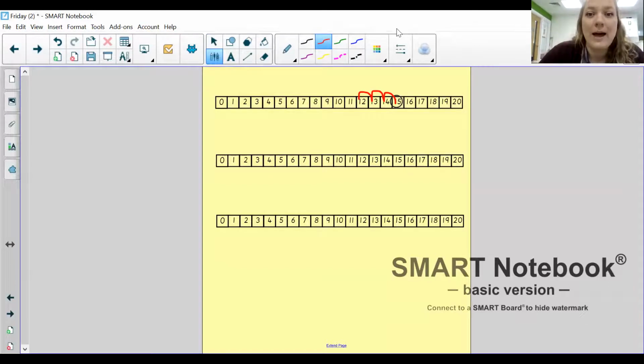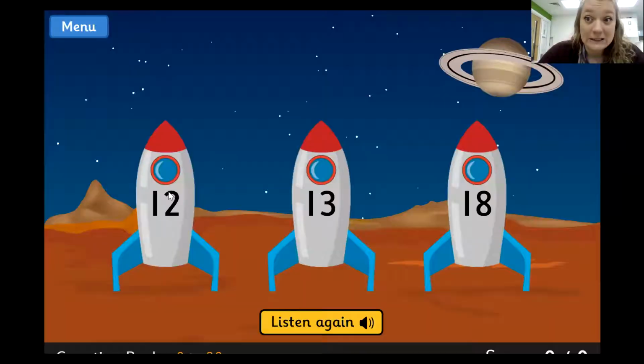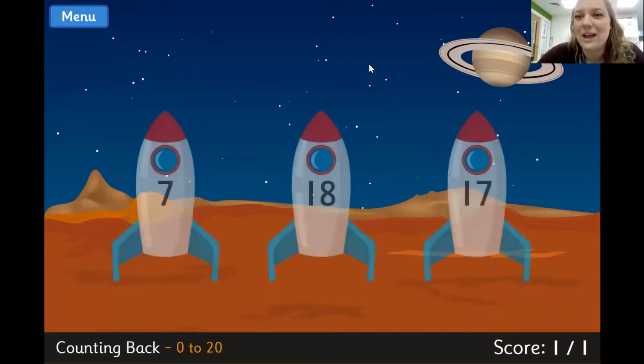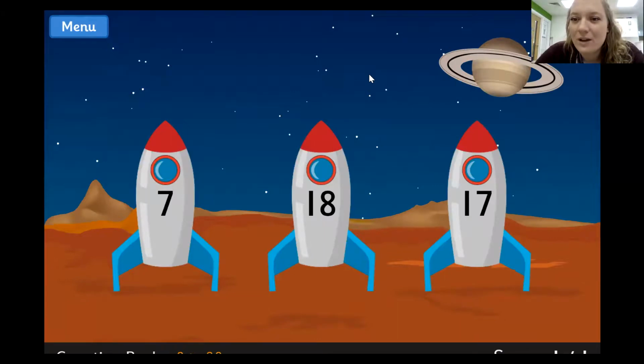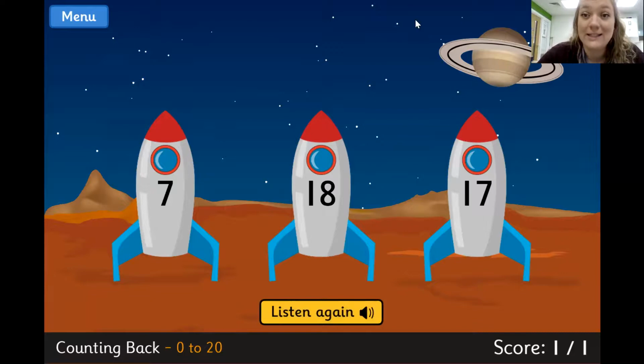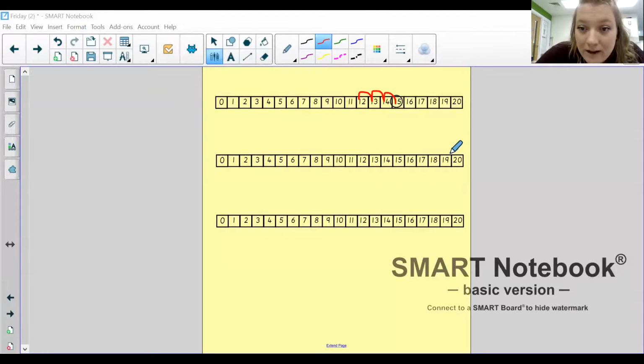12. Let's go back. Hopefully there's a number 12 on my rocket. Oh, there is. Yes. Okay. Let's go back. Right, let's see what question 2 was. From 19. Count back 2 from 19. So we're starting at 19 this time. Let's put a circle around 19 and we're counting back 2.